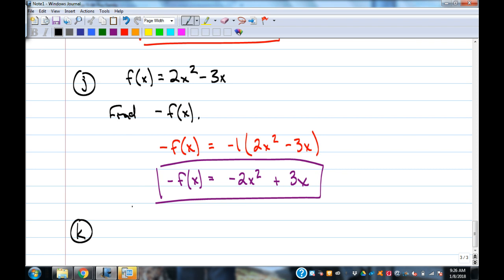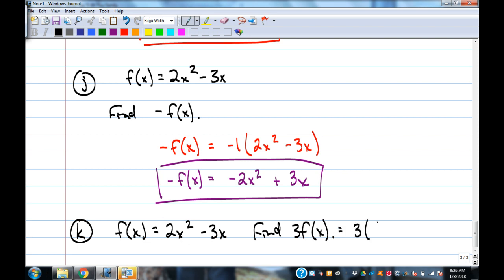In the same line of things, if you had f of x equal to 2x squared minus 3x, and they wanted you to find 3 f of x, what would that mean to do? Multiply everything by 3. That's right, Sabrina. Good job. So I'm taking 3 times 2x squared minus 3x. That's going to give me 6x squared minus 9x. And there's my function now. Nothing incredibly difficult there.